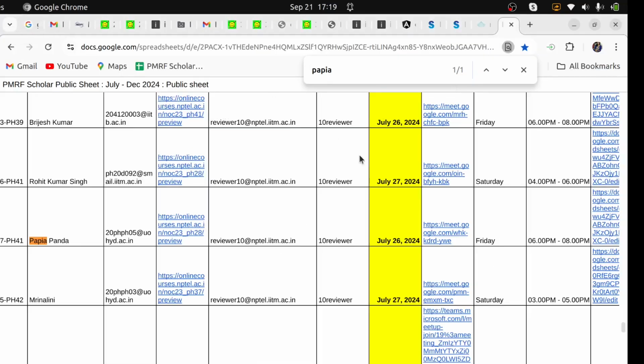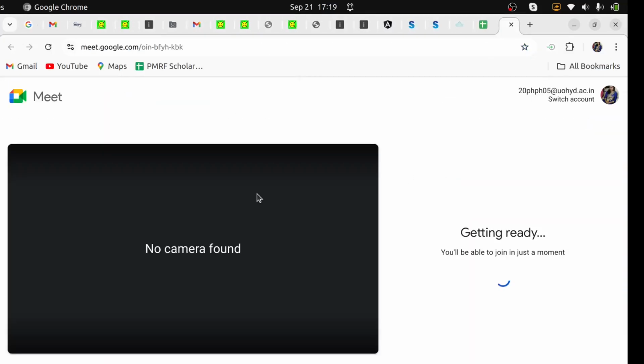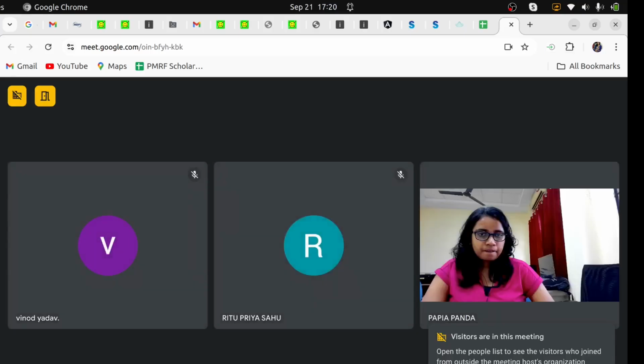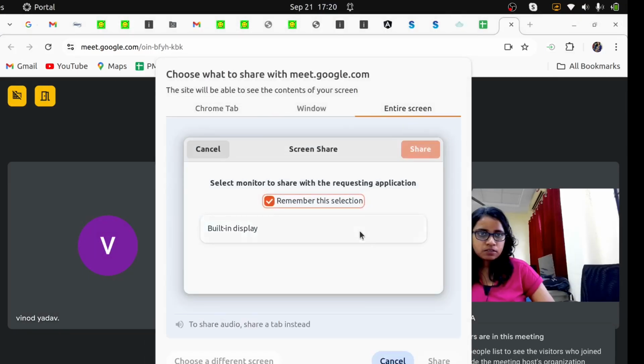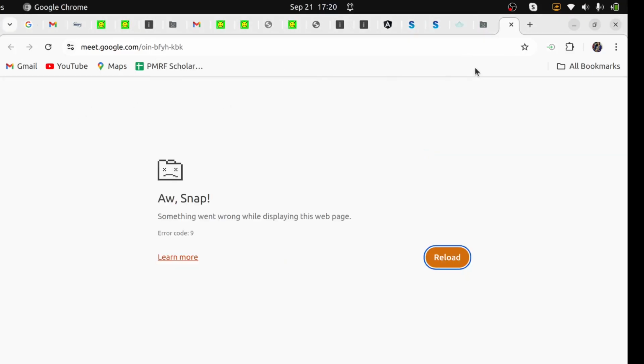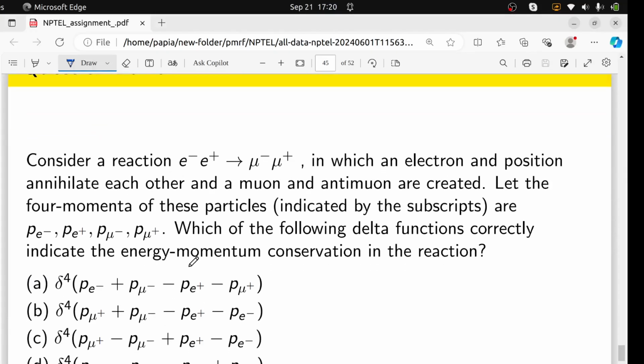Maybe I can check once again if it is connected or not. No, it is not connecting, so it's better to just record that class, and after that you can see it.